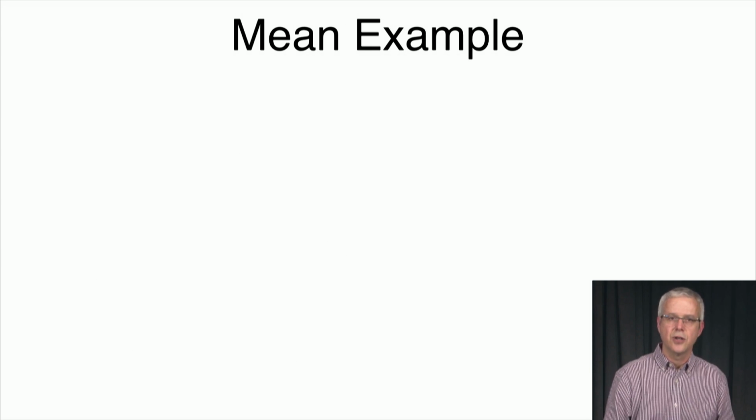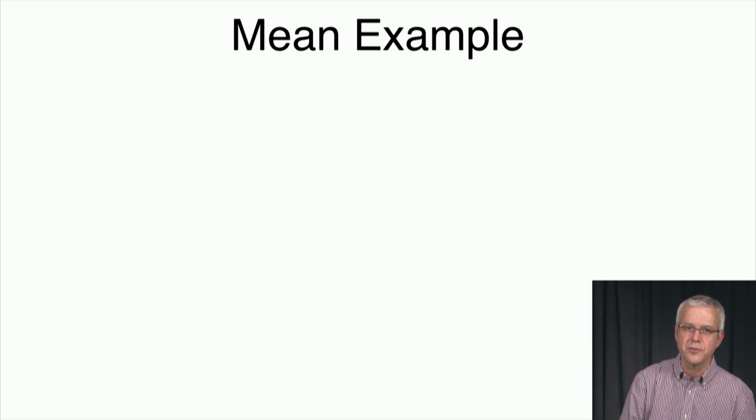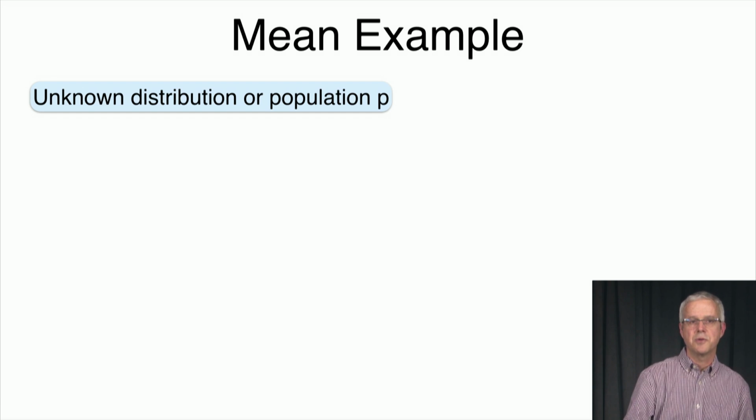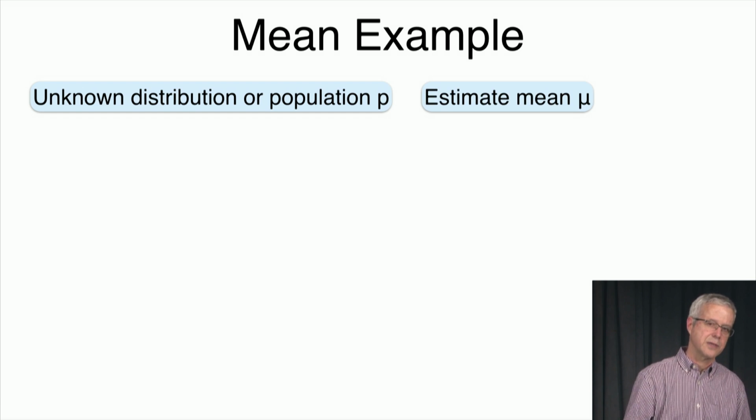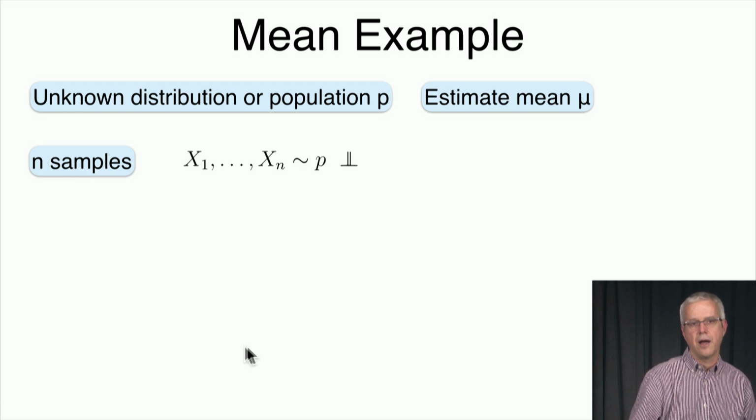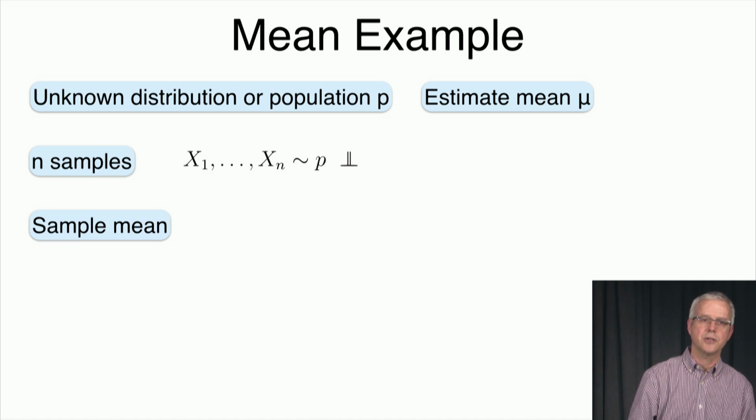So what is our main example that we're going to give? It's probably not so surprising, it's just the mean. Suppose we have an unknown distribution or population, call it P, and we want to estimate the mean mu. We're going to take n samples, x1 up to xn, distributed according to P, and independent of each other.